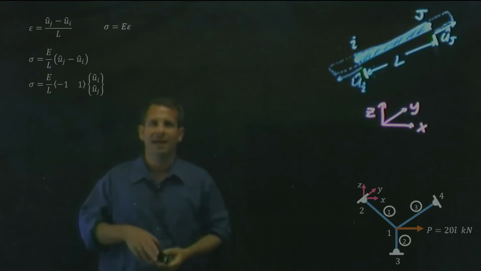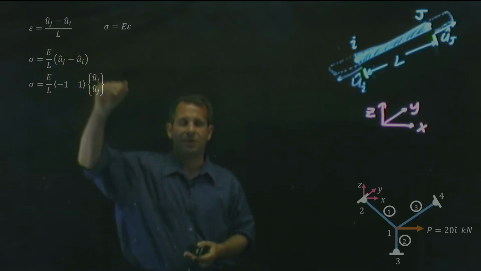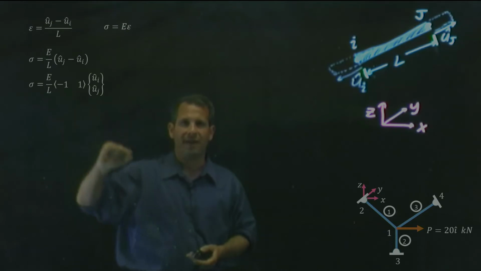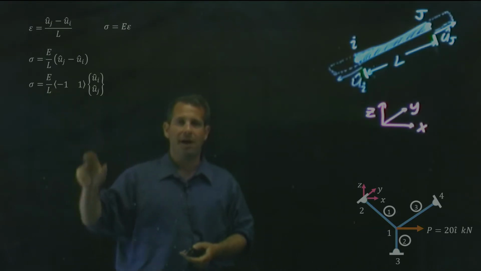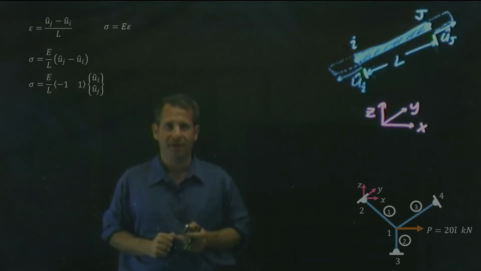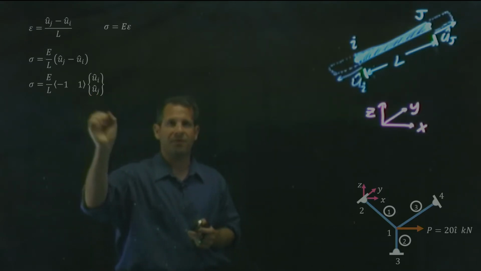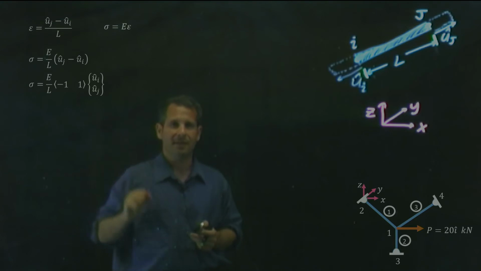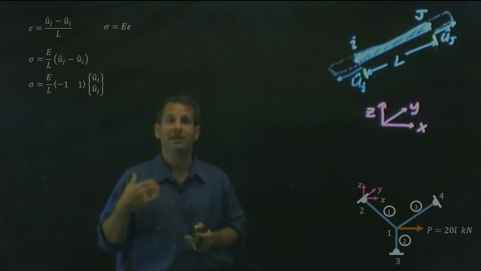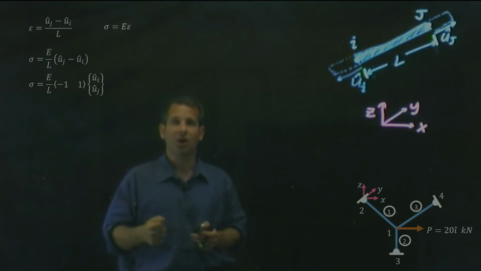I'm going to rewrite this formula using vectors. I'm going to replace the u_j hat minus u_i hat with a row vector -1, 1, and multiply it by this column vector u_i hat, u_j hat. Hopefully you recognize this vector as the local displacement vector in the local coordinate system.